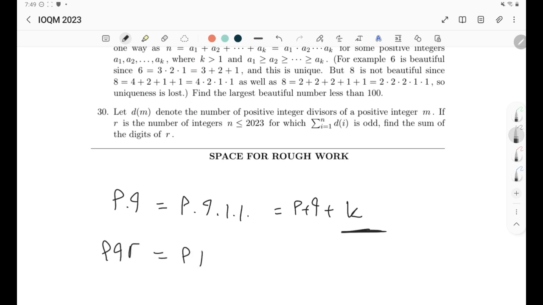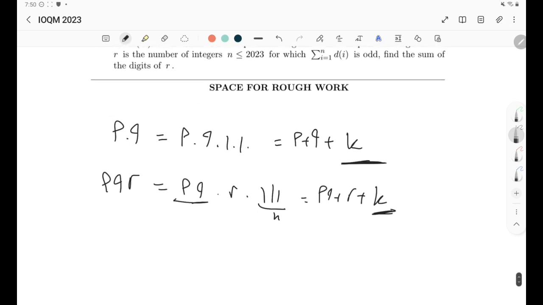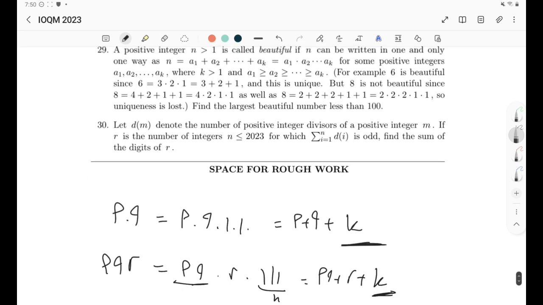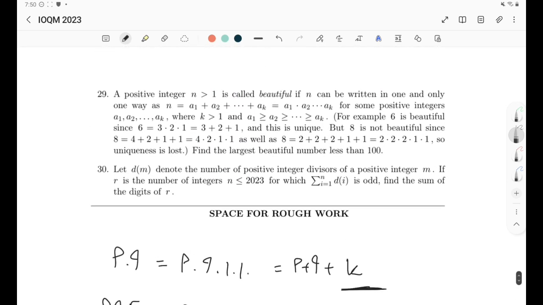But let's say we have a number pqr. Then you can play the same game. pq as one block times r, times 1 times 1, k times, which is equal to pq plus r plus k. You can choose a k, and this will be correct. But you can also play p times q times r times single ones, which is equal to p plus q plus r plus also a suitable k. So no, it's not unique. Any number that has 3 primes is not beautiful. So the only beautiful numbers are the numbers of the shape pq, and you can try to find the largest number less than that, and the answer is going to be 95. 95 is the largest beautiful number.